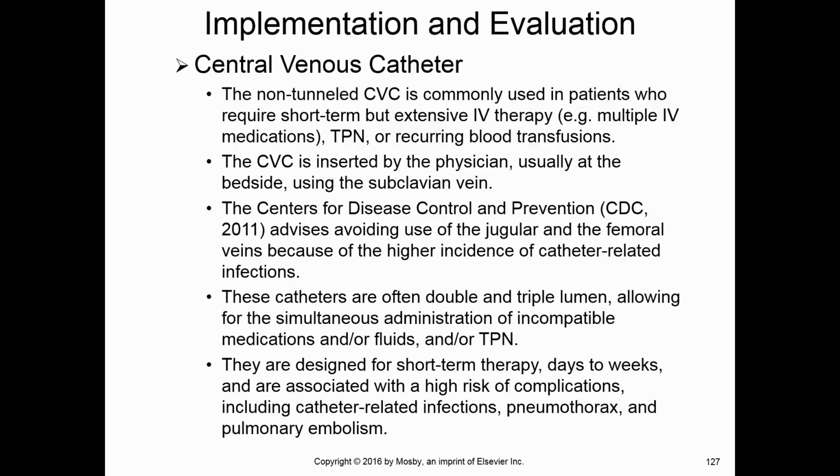These extra lumens allow us to run fluids that are incompatible with each other without causing a problem, because they're not going through the same tubing. You remember when we practiced last week in lab, I said you could run multiple IVs, but you need to make sure all the IV solutions are compatible in a peripheral IV, because otherwise they will precipitate and cause a bunch of problems and hurt the patient. But in these central venous catheters, you can run fluids that are incompatible because of these different lumens.